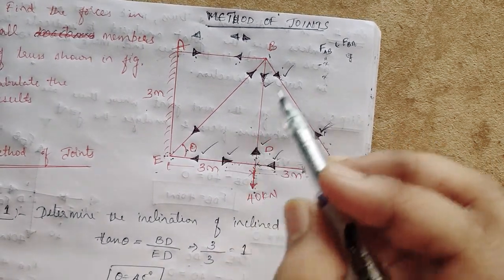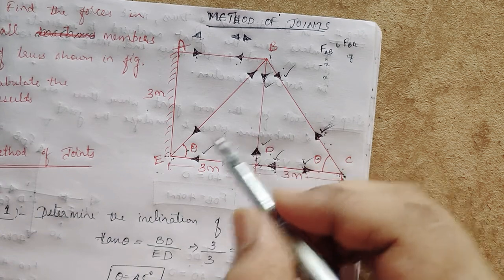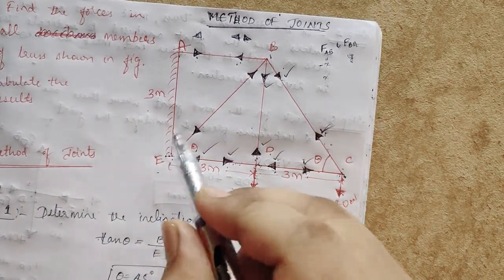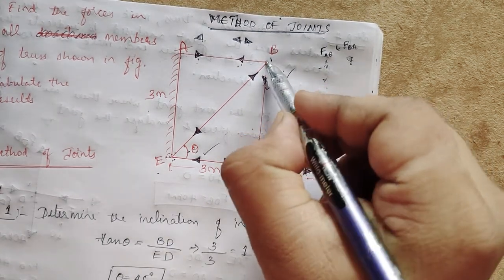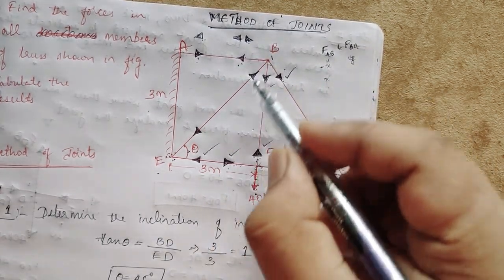So what are the unknowns? We require 2 unknowns, right? So at E there is a fixed support, don't go there. So another joint is B. Okay, so at B joint we have to find the forces in the members.